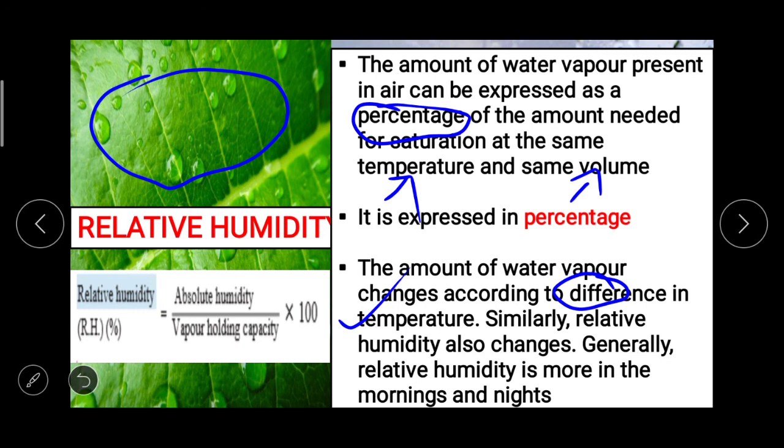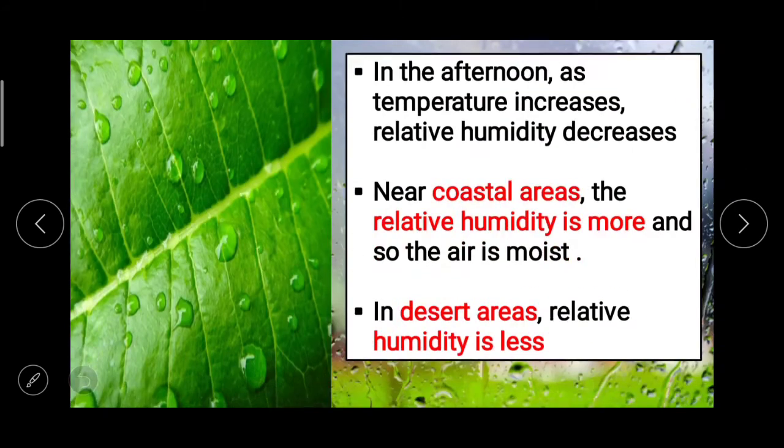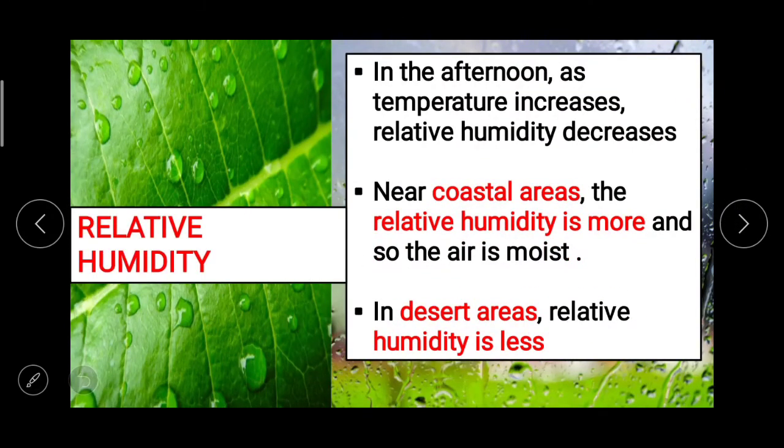And the formula which we have for that, because we express this in percentage, relative humidity is equal to absolute humidity divided by vapor holding capacity into 100. तो हमें उसका परसेंटेज मिल जाता है. In the afternoon, as temperature increases, relative humidity decreases, and near coastal areas the relative humidity is more, and so the air is moist. In desert areas relative humidity is less.